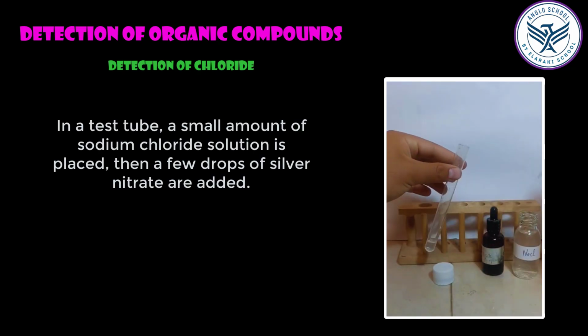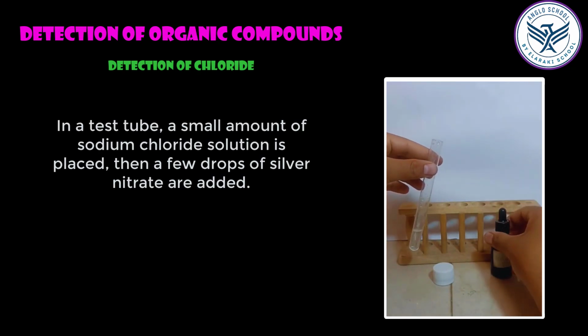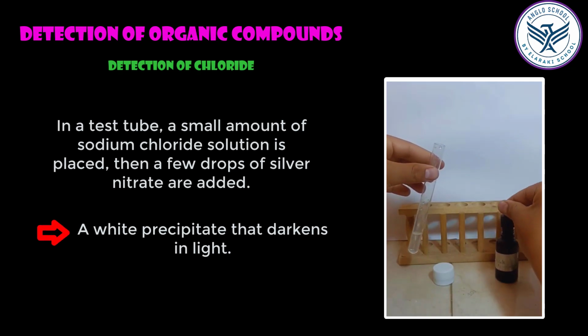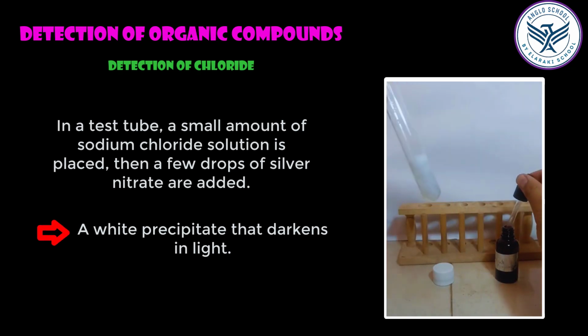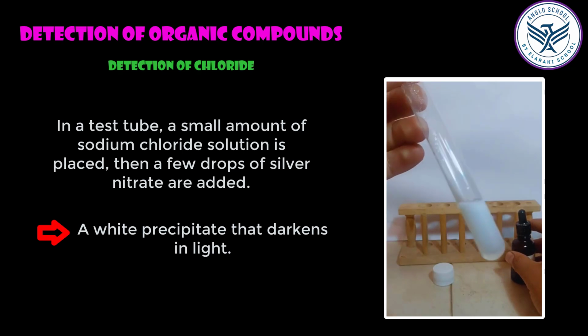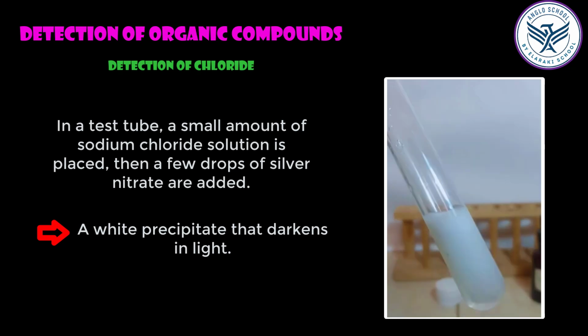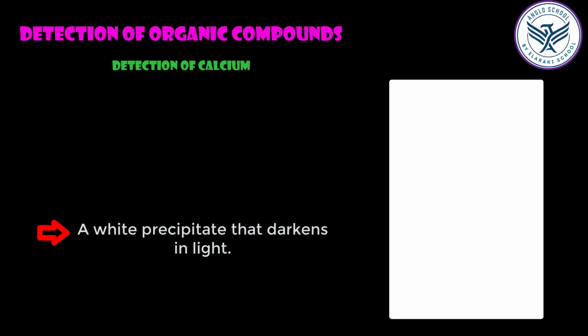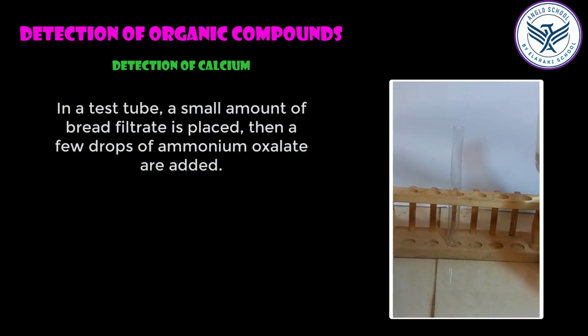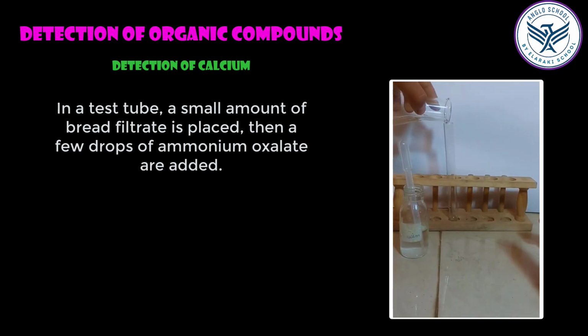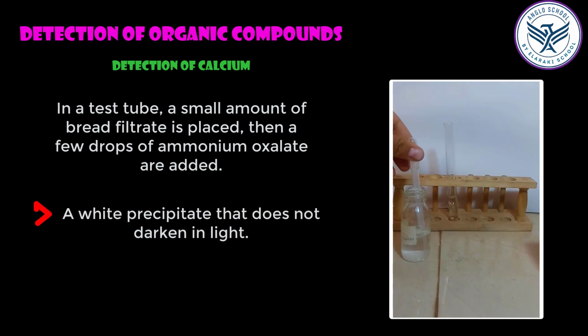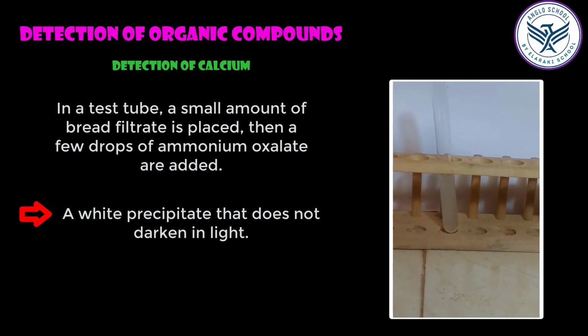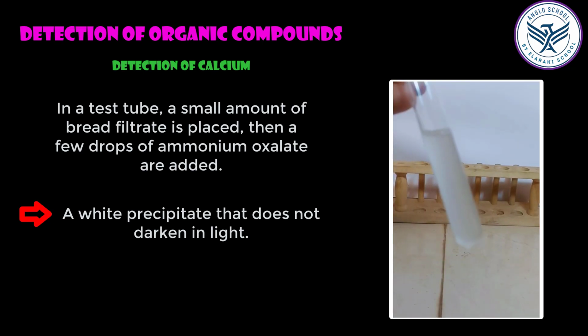A small amount of sodium chloride solution is placed, then a few drops of silver nitrate are added. Finally, we observe a white precipitate that darkens in light. Detection of calcium. In a test tube, a small amount of bread filtrate is placed, then a few drops of ammonium oxalate are added. Result of this experiment: a white precipitate that does not darken in light.